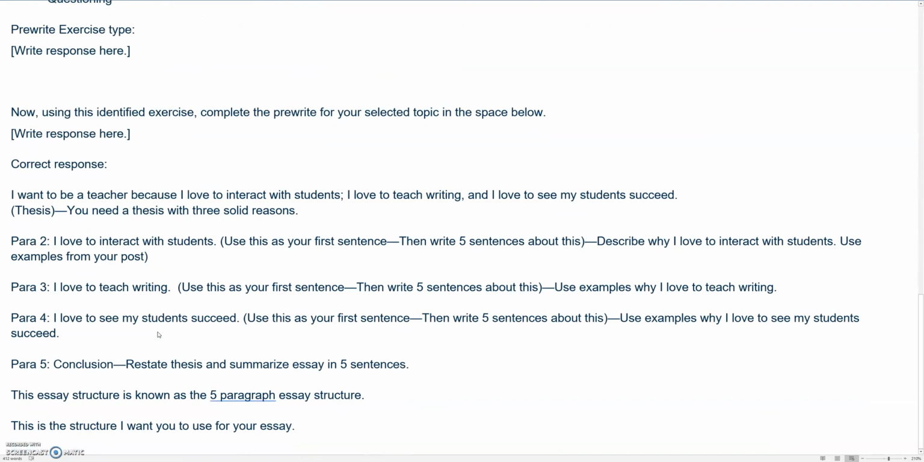All right, so here's the correct way of doing this. If I want to write a thesis statement, I would say, I want to be a teacher because I love to interact with students, I love to teach writing, and I love to see my students succeed. So when you write a thesis statement, you need a thesis with 3 solid reasons. And then these 3 solid reasons become your body paragraphs. I've written that feedback several times.